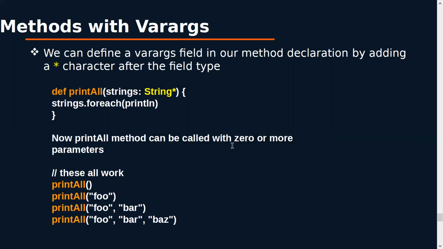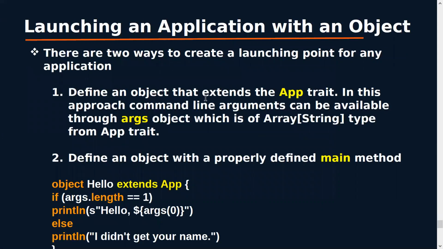So this way, if you don't know how many parameters you expect, but all those parameters are of a similar type, one thing is that they all should be of the same data type. Otherwise, you will not be able to specify that. So that is the variable args method. Even if I pass a number 100, that will be considered a string, right? String, correct.